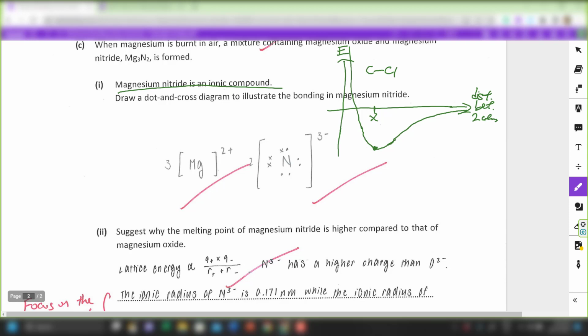And then for nitride, it gains 3 electrons. So this is the representation. The number of moles of Mg2+ and N3- must match in such a way that the overall charge is 0. But anyway, it's given here, so it's 3 and 2. So I think you can just put the coefficient as 3 and 2.